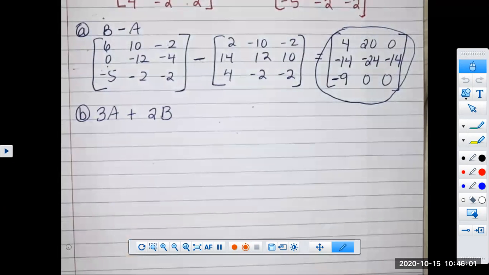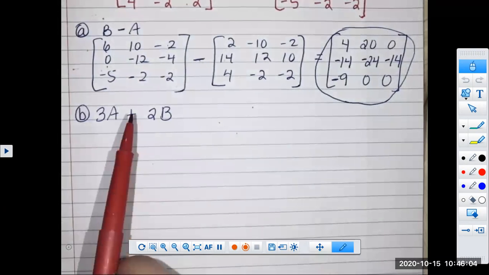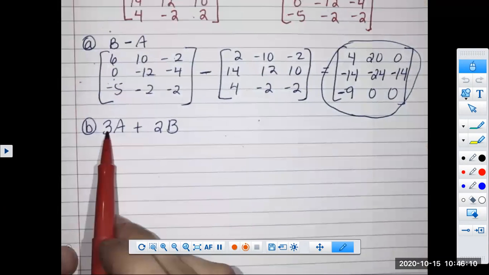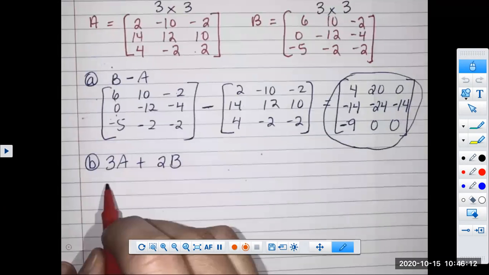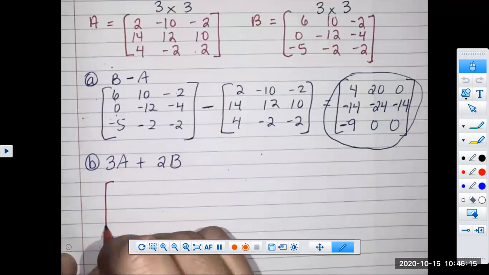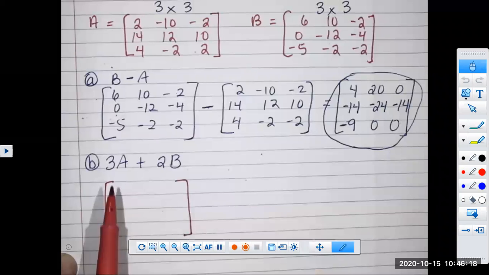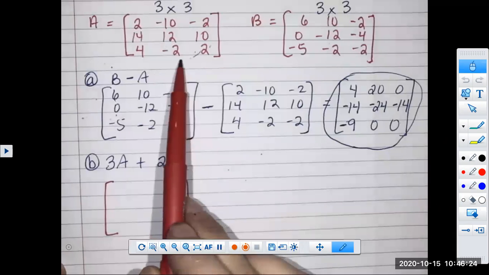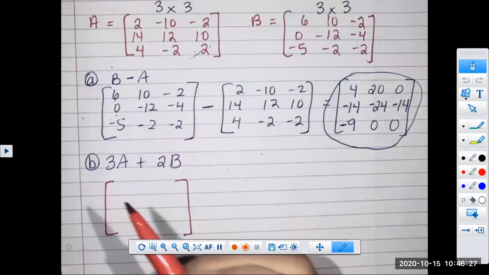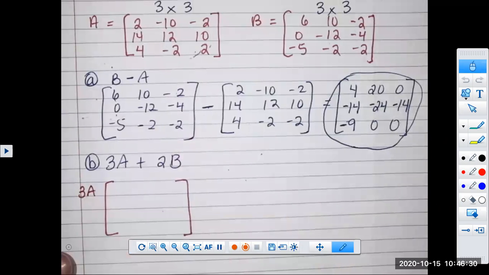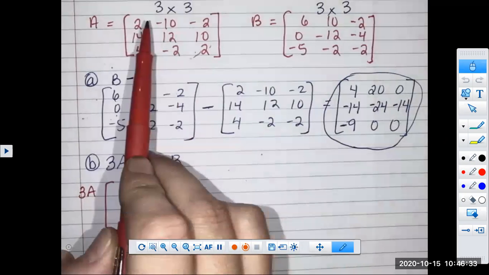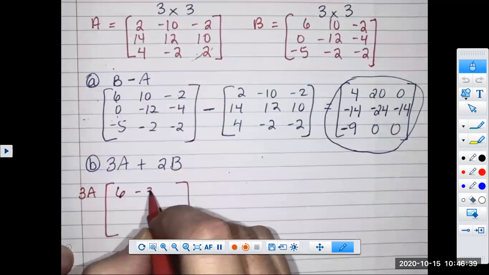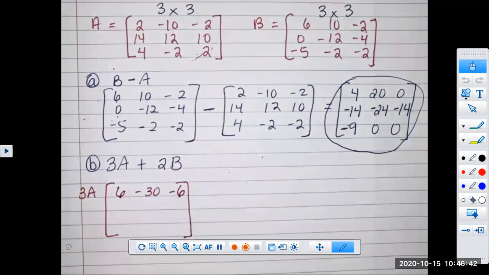Okay, the last part of adding and subtracting, they may do what's called scalar multiplication, where you're going to multiply 3 to what? Like if I say 3 times matrix A, then you're going to go through and multiply all these numbers by 3. So 3A, tell me what your new row of numbers becomes here. Okay. All right, is everybody okay with that?